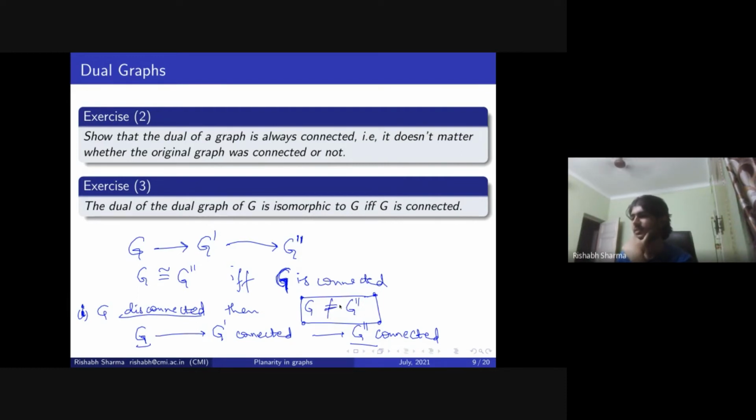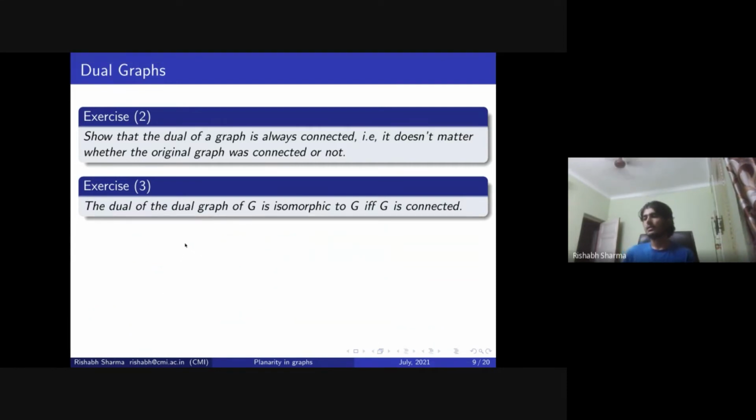Okay, so that is one direction. The other direction would be that if G is connected, then G and G double dash are the same. So I think I should just explain the idea. Suppose that G is connected, and just look at a single vertex. Just look at what is happening around a single vertex.